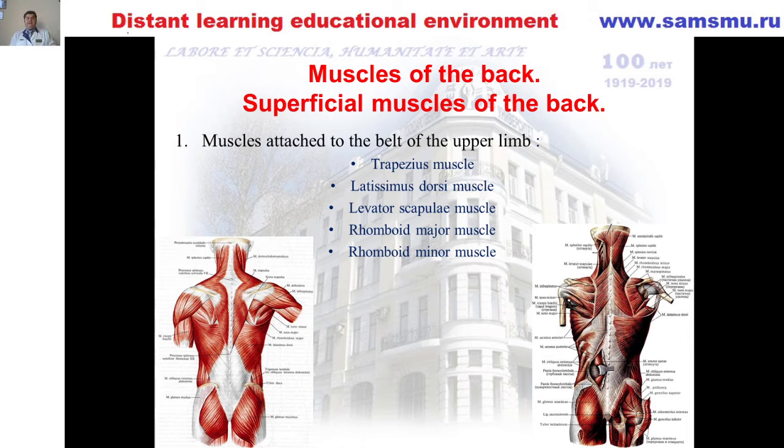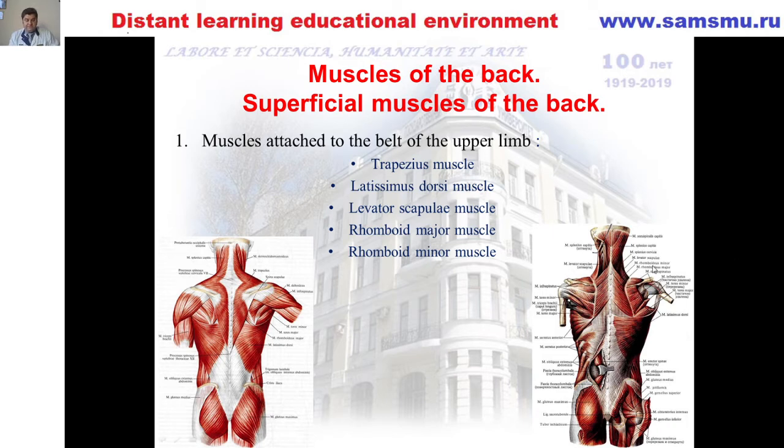Action. Contraction of the rhomboid muscles pulls the shoulder blade to the spine and upward, being the antagonists of the anterior serratus muscle. Together with it, the rhomboid muscles press the medial border of the shoulder blade firmly to the thoracic wall.